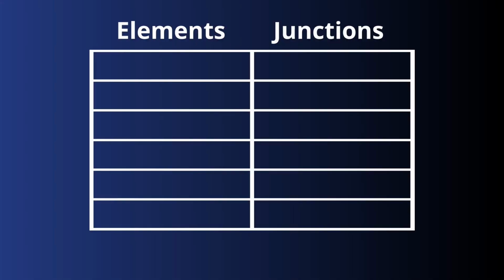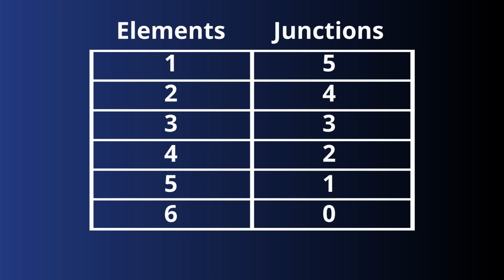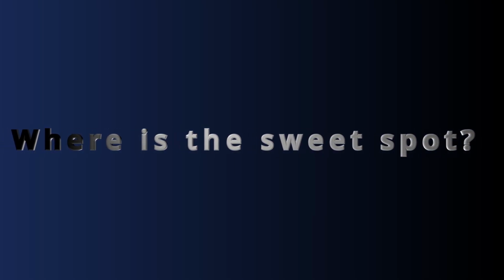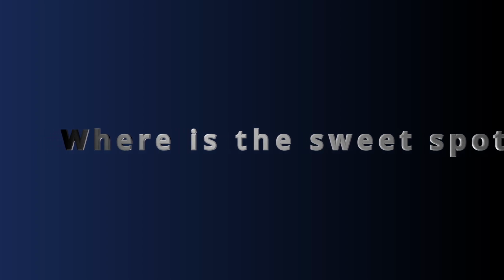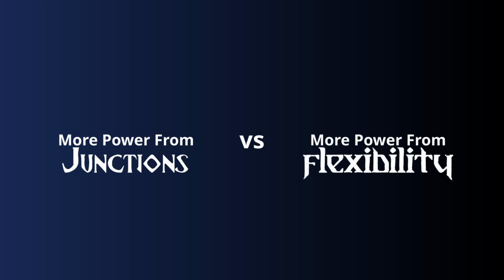So you can see here, you're either going to have between 1 and 6 elements and between 0 and 5 junctions. So you could have 1 element and 5 junctions, 2 elements and 4 junctions, 3 elements and 3 junctions, 4 elements and 2 junctions, or 5 elements and 1 junction, or 6 elements and no junctions. I don't think there's a huge advantage or disadvantage to one over the other. One way has more power from junctions, which are great, while the other has more power from flexibility and options.